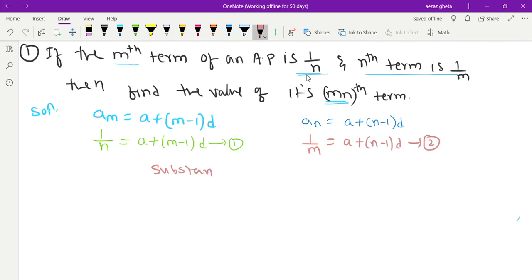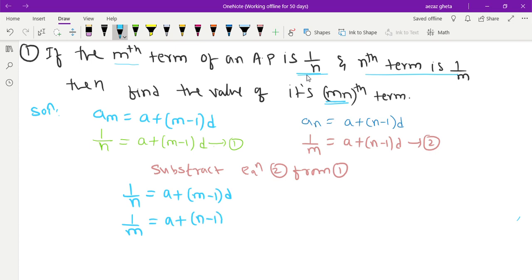Subtracting equation 2 from 1. So 1 by n equals a plus (m minus 1) of d, and 1 by m equals a plus (n minus 1) of d. As we are subtracting, change the sign.